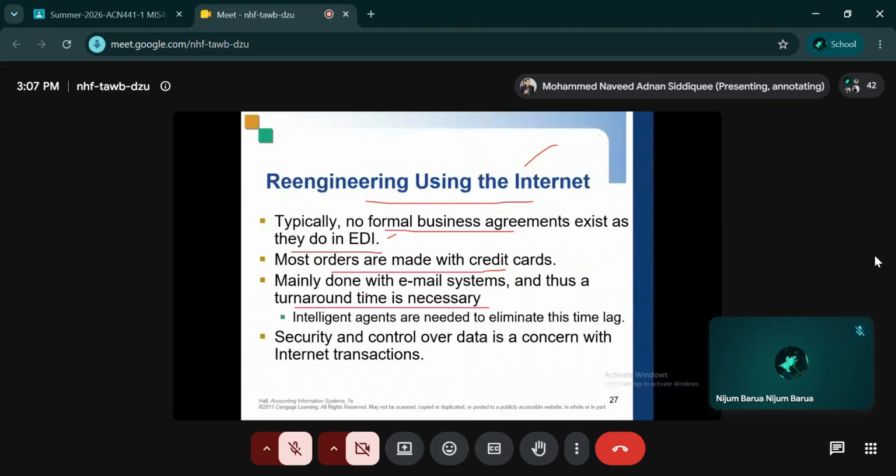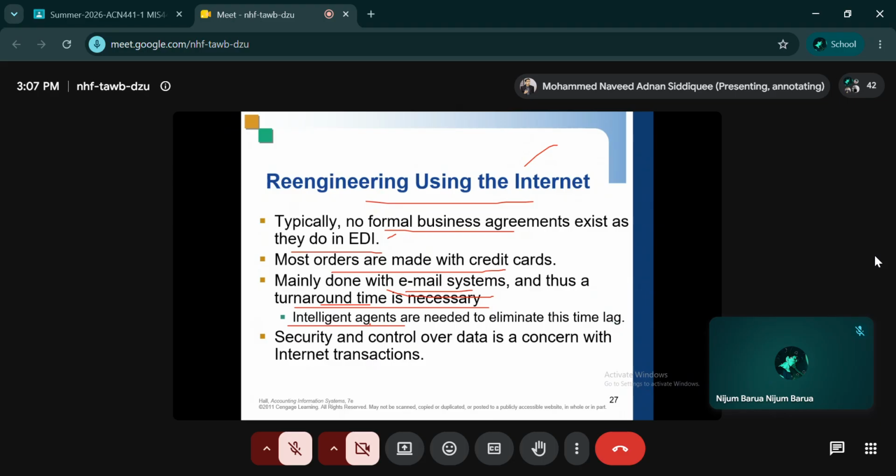For example, if you purchase a ticket, you will get the ticket in your email system. So there is a time lag. Purchase করার থেকে ইমেলটা আসার মধ্যে একটা সময়ের গ্যাপ আছে. So the more the system develops with intelligent agents, this time lag will be shortened. The more advanced the system becomes and the more intelligent agents are used, the time lag will shorten.